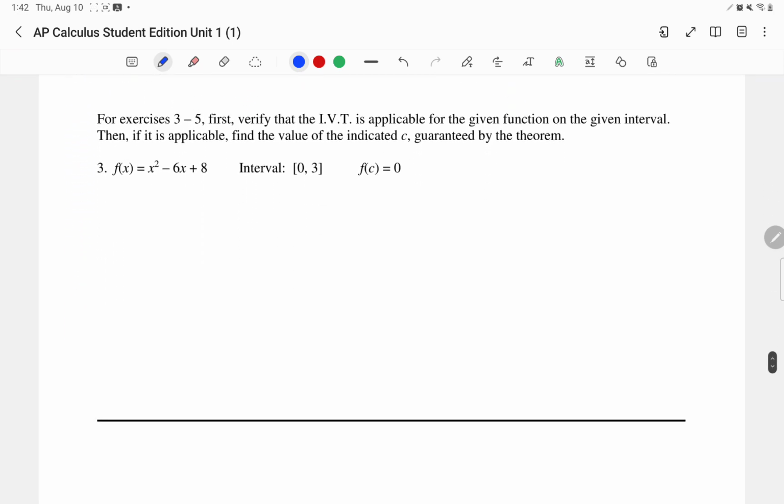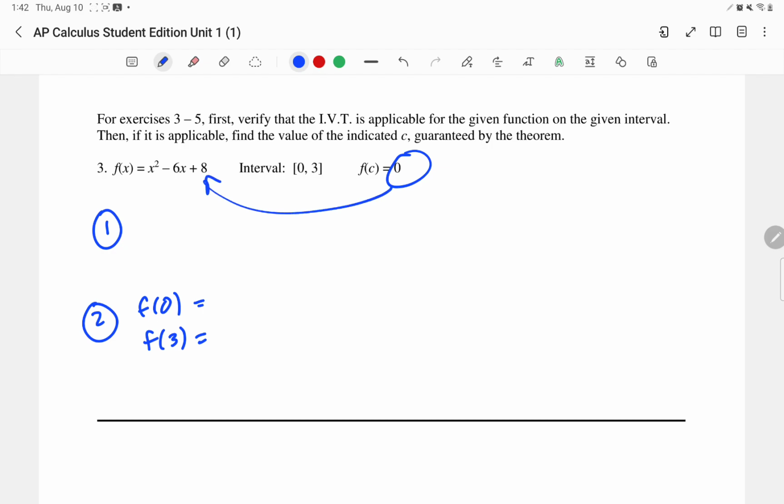For exercises 3 to 5, we're doing the exact same thing. First off, we're finding, is this graph continuous? This polynomial should be easy. And secondly, we're going to do f of 0 and f of 3, and we want to know, is the value 0 in between those? If it is, we're going to say yes, IVT is guaranteed. If it's not, we're going to say no. And if it is, we're going to solve for it. We're going to set 0 equal to that.